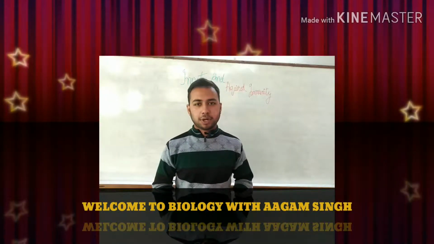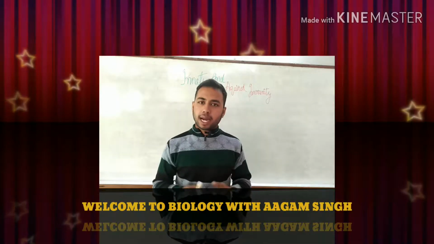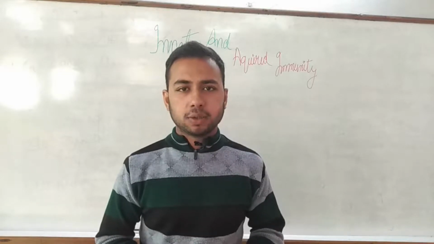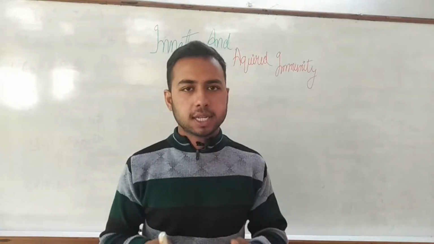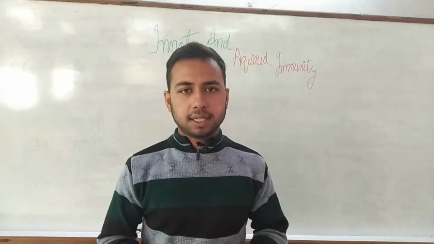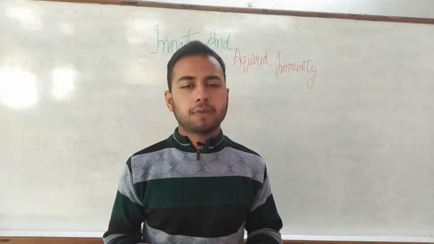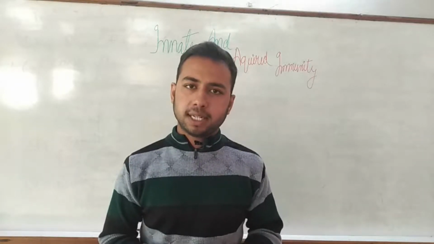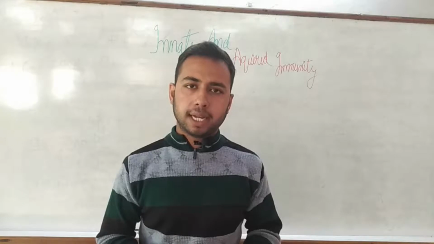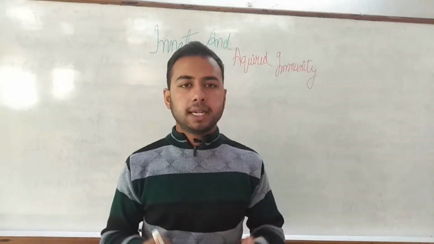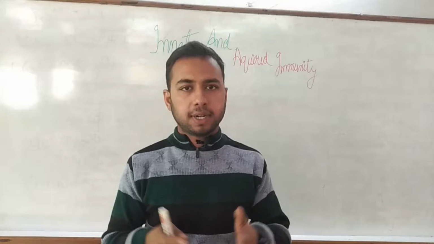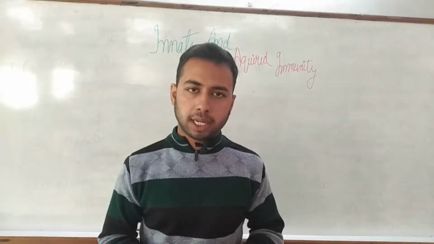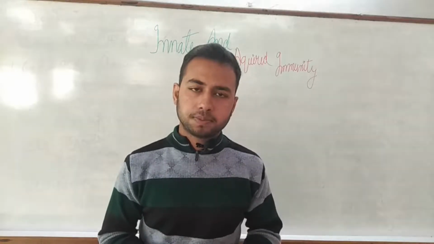Today we are going to discuss the topic of innate and acquired immunity. Acquired immunity is also called adaptive immunity. Before getting to the topic, let's talk about what immunity is. Immunity is the resistance of an organism's body to infection. It recognizes the internal particles and the outer particles, differentiates them, and rejects the outer foreign particles from the body. This is what immunity is all about.